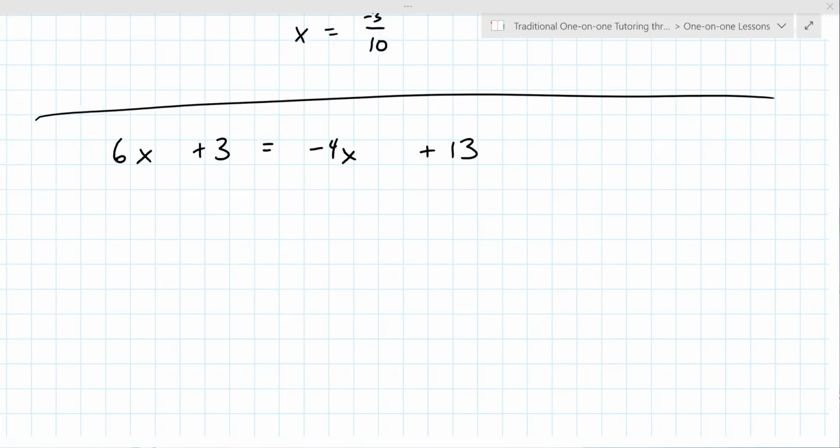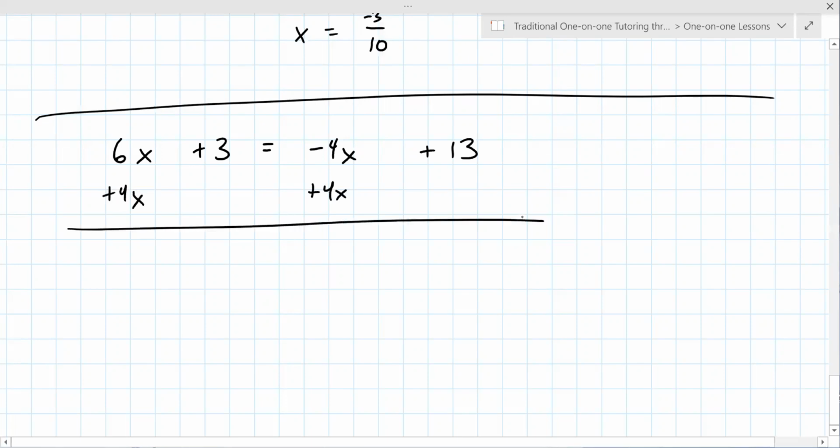-4 plus 4 is just like 0, right? Say that one more time. -4 plus 4 is 0, right? That's right. Yeah, you're going to add 4x to both sides, and it undoes this. It goes away, it becomes 0. You don't even write it.